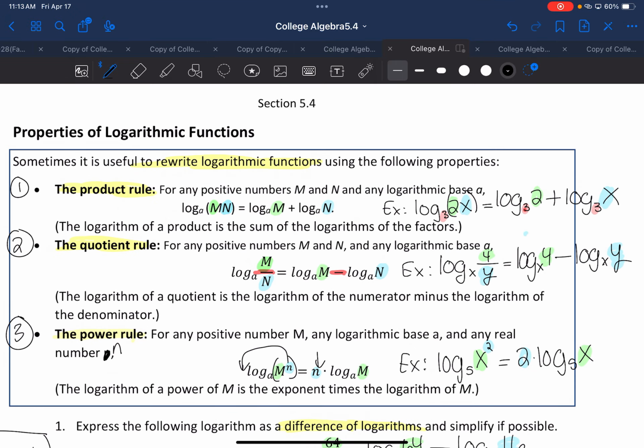So you're looking to see if there's a product in there in your log, you're looking to see if there's a quotient, and you're looking to see if there's an exponent. So when it's mostly variables, or just if there's a variable at all present, you want to simplify this until you can't use any of these rules anymore. Okay?